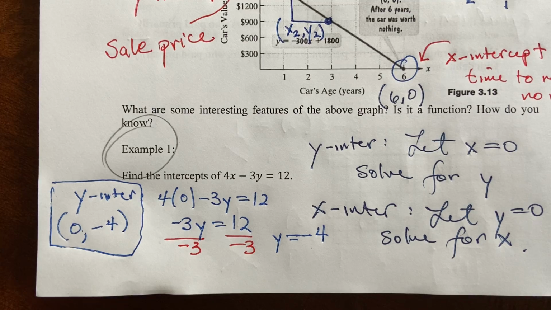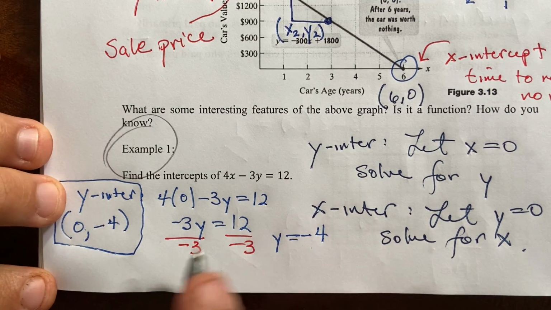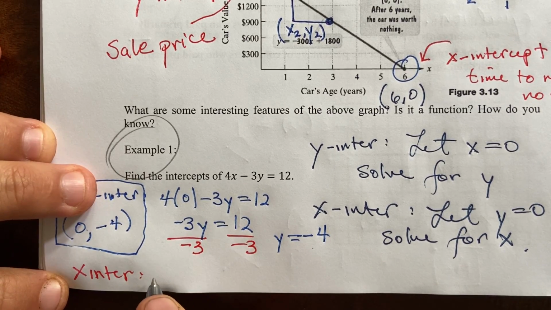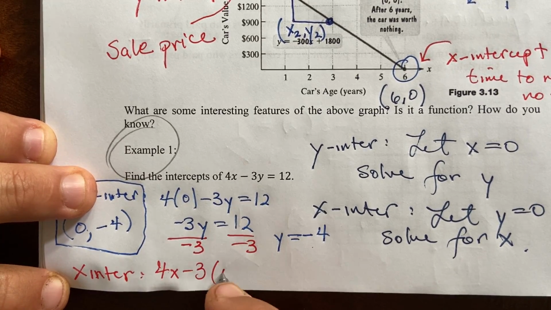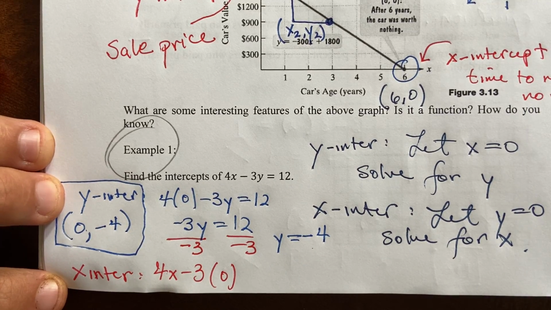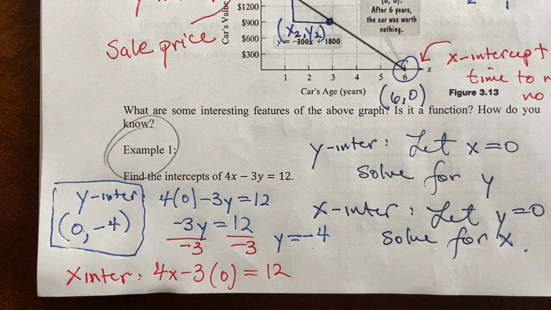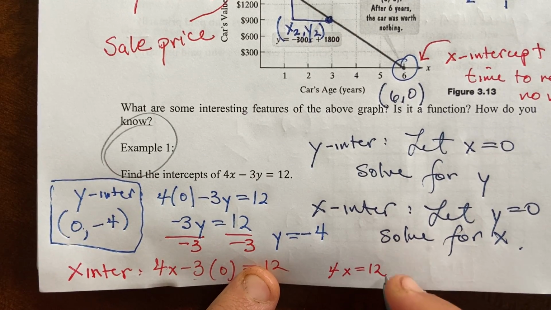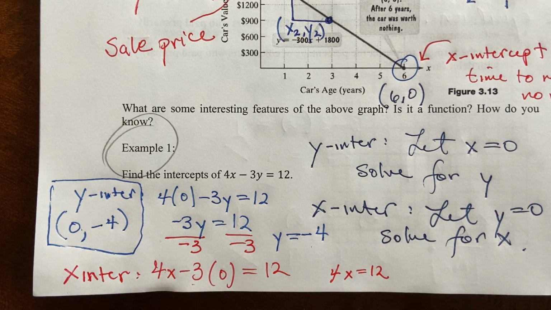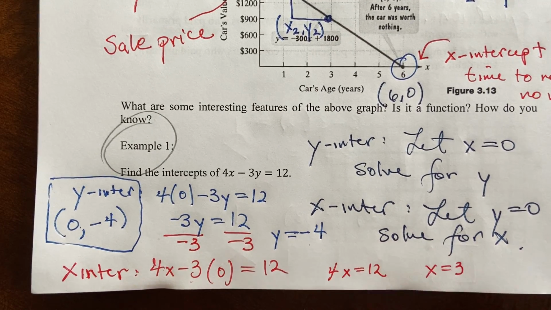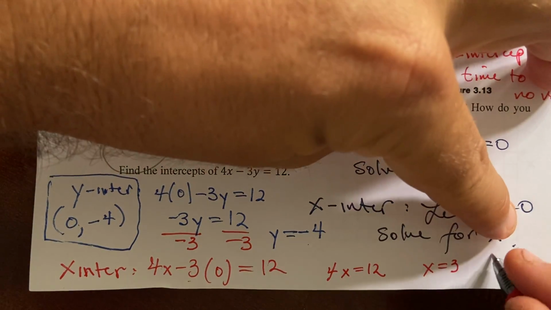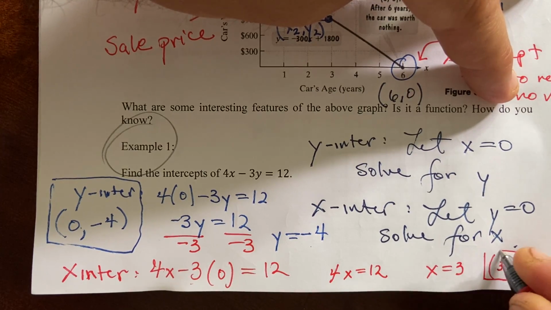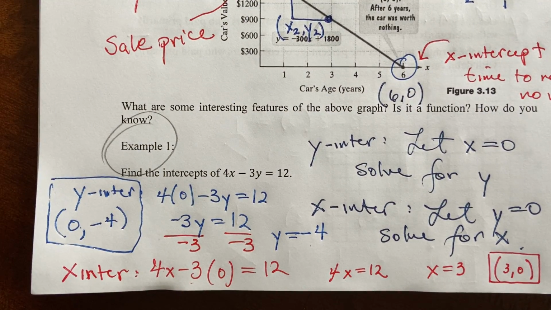For the x-intercept, it's kind of equal and opposite. So I now have 4x minus 3 times 0. I'm plugging in a 0 for the y this time. Right? So we'll have 4x equals 12. I've run out of room, but hopefully you can see that x equals 3. So now this point would be 3, 0, right? The intercepts always have one of their components being 0.